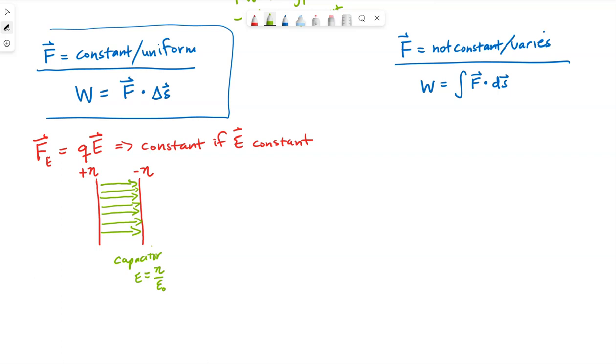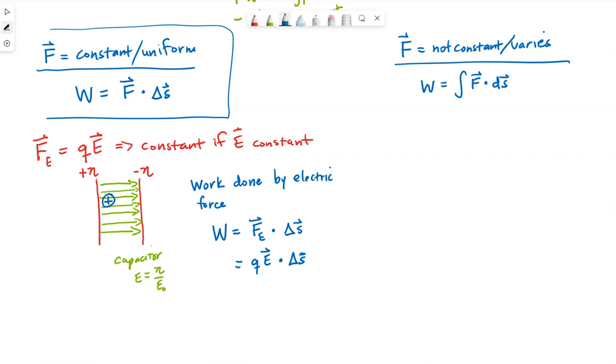So if we think about having a charge, like a little proton in here, the work done by the electric force as the charge moves in this region where we have an electric field, we could say it's the electric force, which I'll put in Q times E in just a second, dotted with delta S. So Q, E, dotted with delta S. Now again, the dot product means the electric force and displacement must be parallel for work to be done.